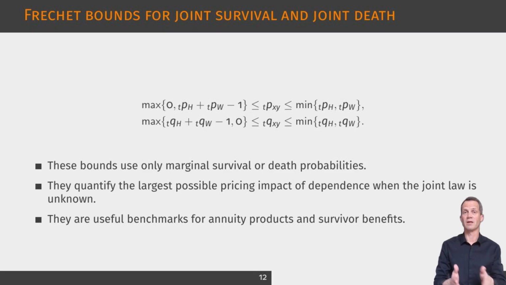For an actuary, the Frechet bounds are not a model in themselves. They are a diagnostic tool. They show how much model risk may be attached to the dependence assumption when pricing joint life annuities, survivor pensions, or benefits linked to the first or second death.